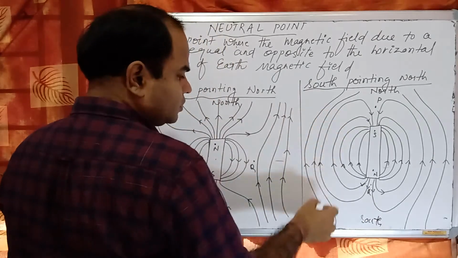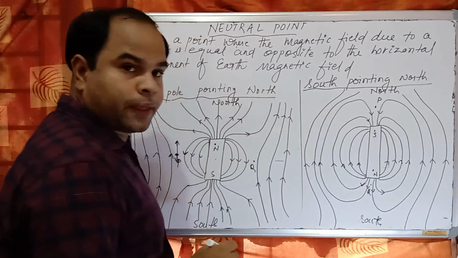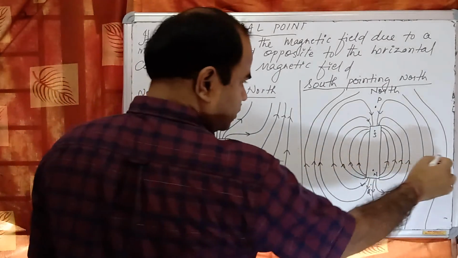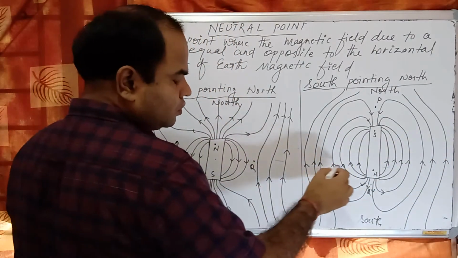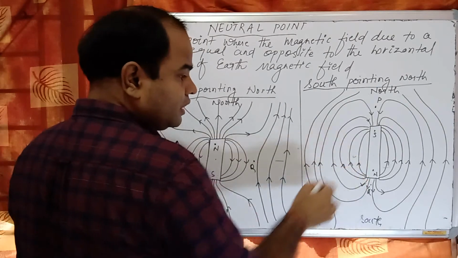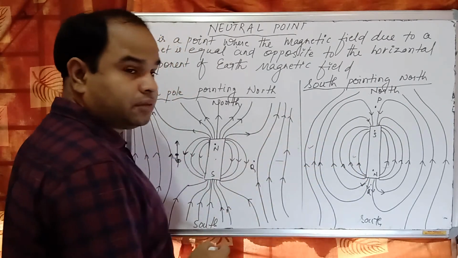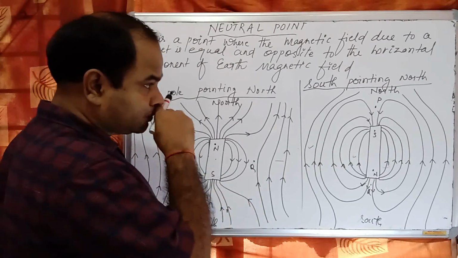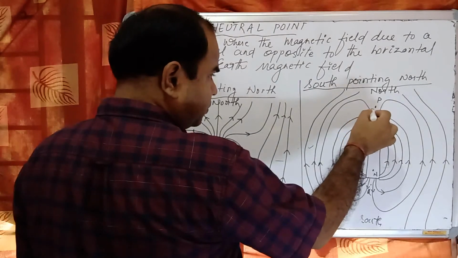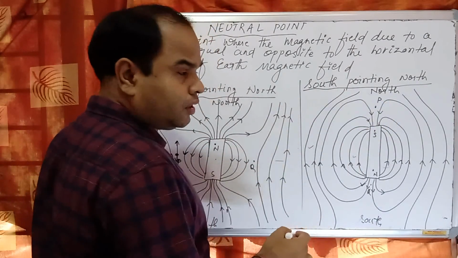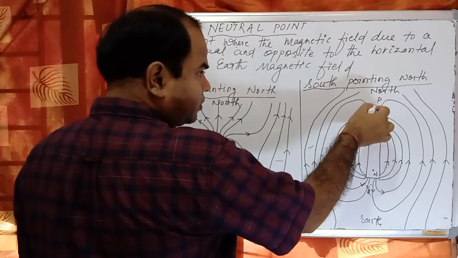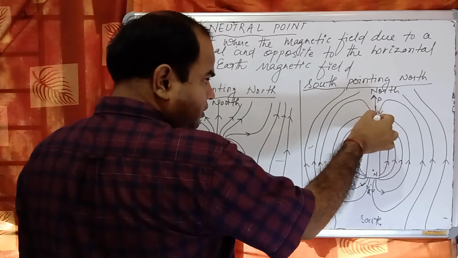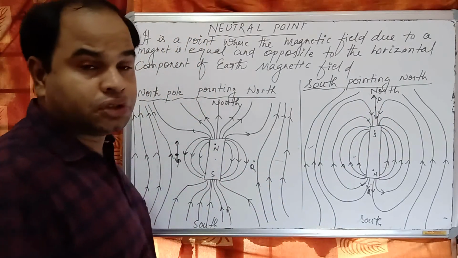That is in this direction, it was the same thing. So if you see this equatorial line, the bar magnet field lines and the earth magnet field lines are in the same direction, so there is no neutral point. But if you see these points, let us say this point, the earth magnet direction is upward, the bar magnet field lines are downward, so they are in opposite direction.